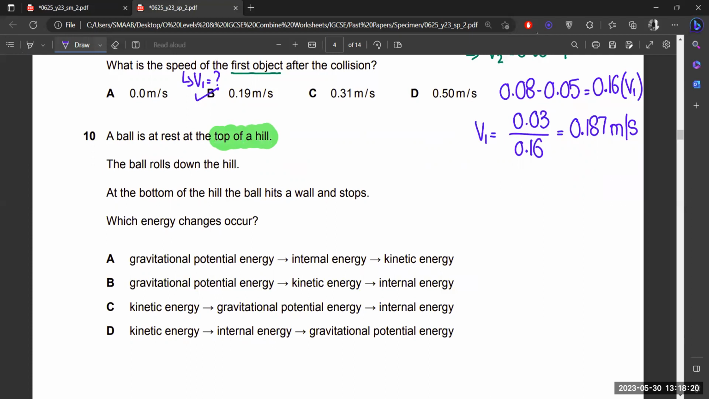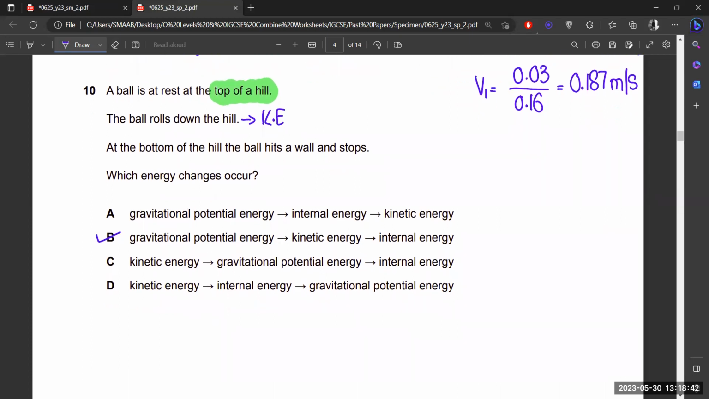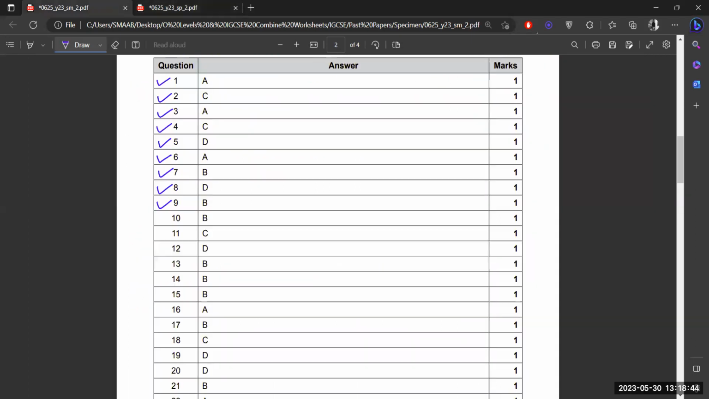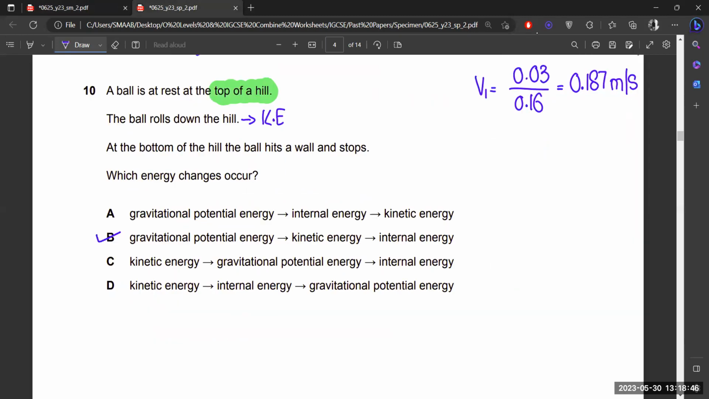Okay, moving to the next step, the ball rolls down the hill. It means potential energy is going to be converted into kinetic energy. So that is a straightforward choice. Option B: first gravitational potential energy converts into kinetic energy, then into internal energy, because at the bottom of the hill, the ball hits a wall and stops. So option B is the right choice.